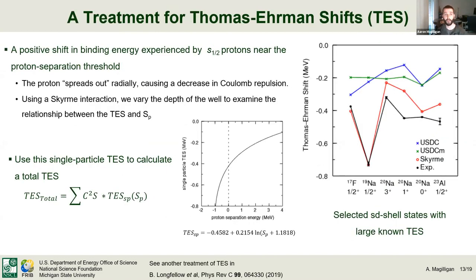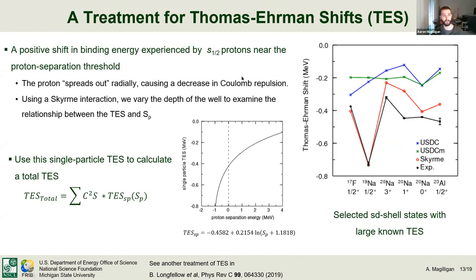I would like to talk now about a treatment that we came up with for Thomas-Ehrman shifts, which are something that the USD interactions can't fully calculate. So the Thomas-Ehrman shift is experienced by an s1/2 proton that is near the proton separation energy threshold. Due to its s1/2 nature, it has no angular momentum, so it can spread out radially, and this causes a decrease in the Coulomb repulsion and a positive shift in the binding energy.